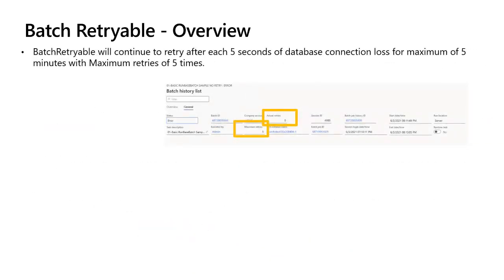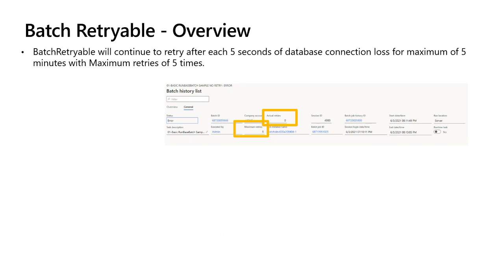Now, the next question is how long you're going to retry and how many times. If you have noticed, since 10.0.19 we are updating the max retry value to 5 for all batch tasks, so the default value is now 5. The way we retry is that we retry after 5 seconds, in increments of 5 seconds, until 5 minutes. So we are retrying 5 times, after 5 seconds, in increments of 5 seconds until 5 minutes.